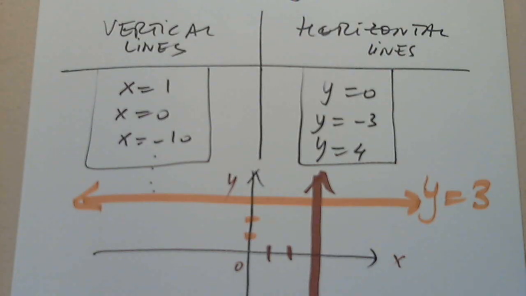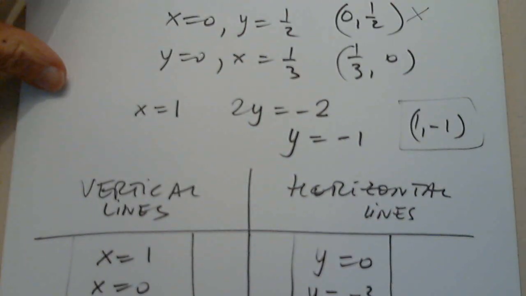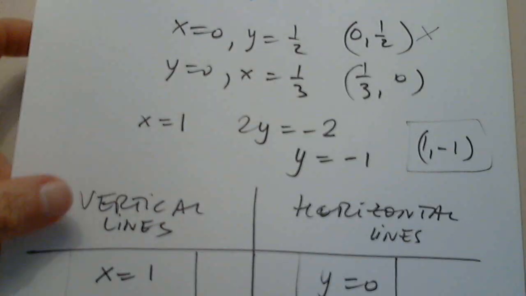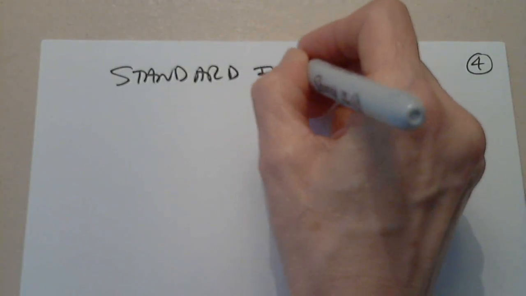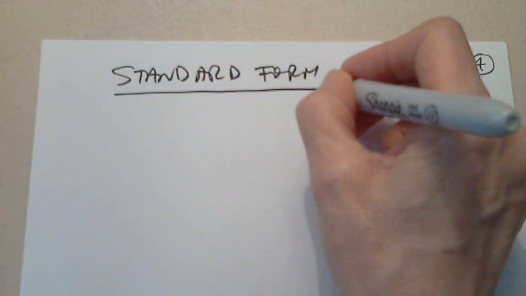And it can be written in this format. So let's talk a little bit about this. It's a useless format, but it's mentioned, so let's mention it. Any linear equation can be written in that format. This is called the standard form.